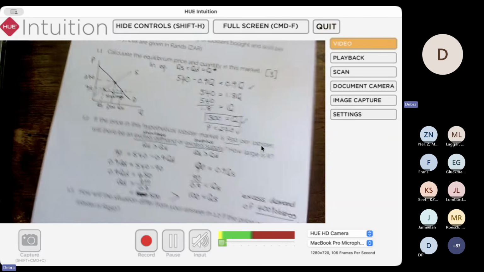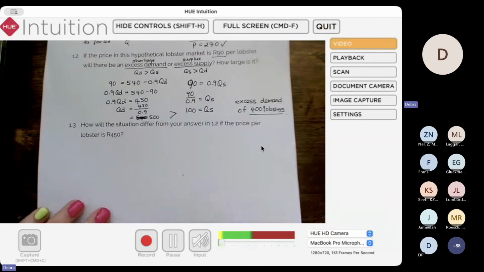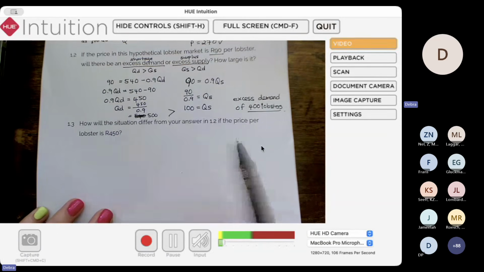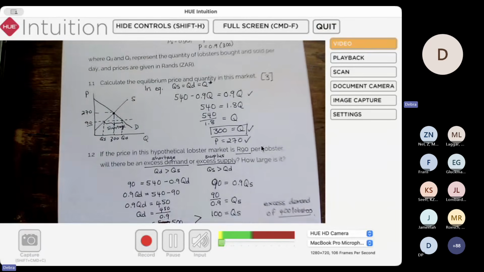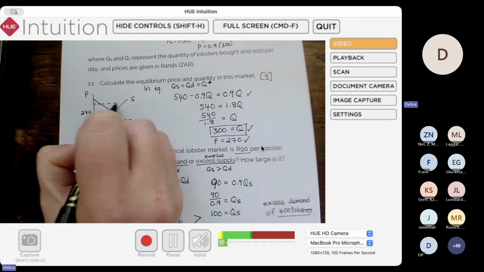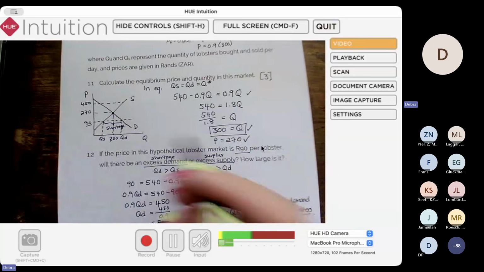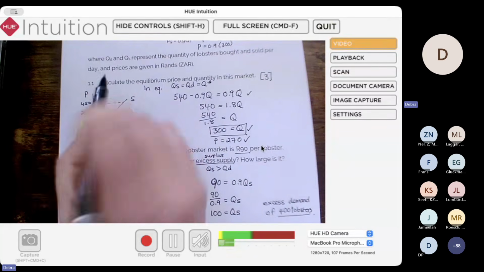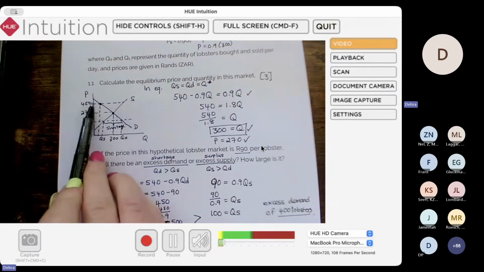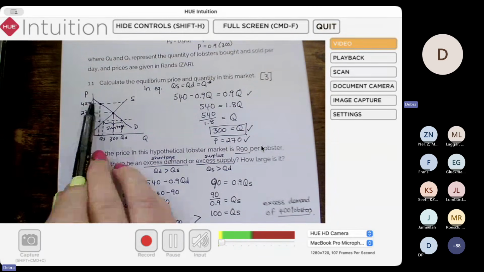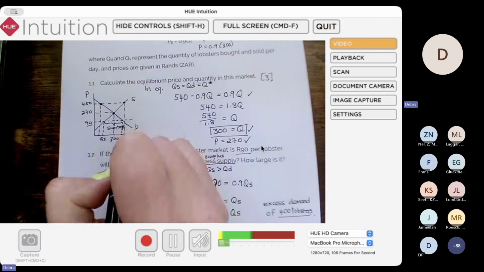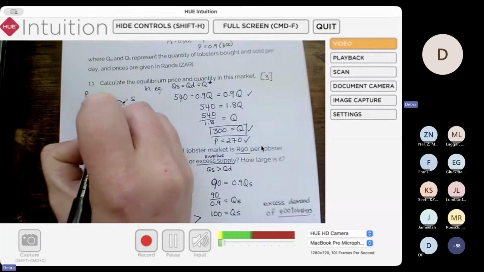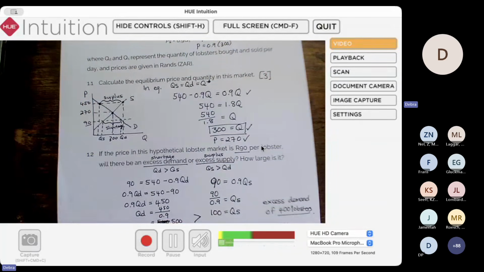So now we're going to go to 1.3. So 1.3 says, how would this situation differ from your answer in 1.2 if the price per lobster is 450? So again, I'm just going to go back to my sketch. If the price is 450, what we should now expect to find is that at 450, this down here is going to be my quantity demanded, because at 450, that's the QD. And at 450, this down here is going to be the quantity supplied. So we should expect that at a price of 450, there would be a surplus or an excess supply.